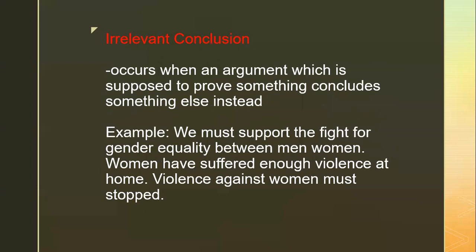Next is irrelevant conclusion. It occurs when an argument which is supposed to prove something concludes something else instead. Example, we must support the fight for gender equality between men and women. Women have suffered enough violence at home. Violence against women must stop. So, which means that your conclusion is different from your premise. So there's no properly established argument or connection between the propositions you provided. There are no connections between the premise and the conclusion.